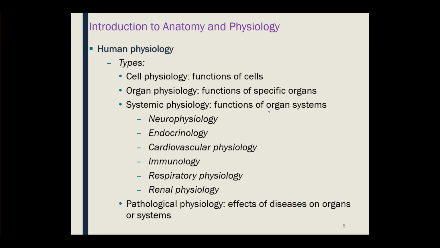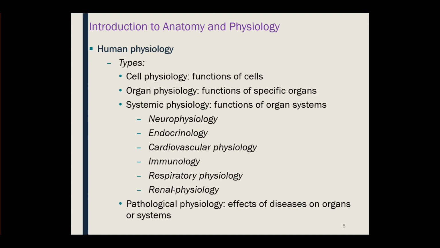But the third one is predominantly the way we study physiology in our course. It's called systemic physiology. So we're basically going to be following systemic anatomy, studying the systems and systemic physiology. Some of the things that we're going to be studying are neurophysiology, endocrinology, where we'll see how different hormones work, cardiovascular, which would be the heart, immunology, how the immune system works, respiratory, and renal, which would be kidney.